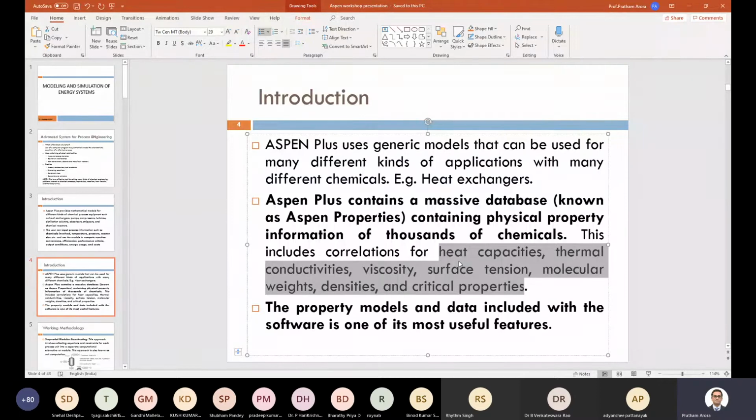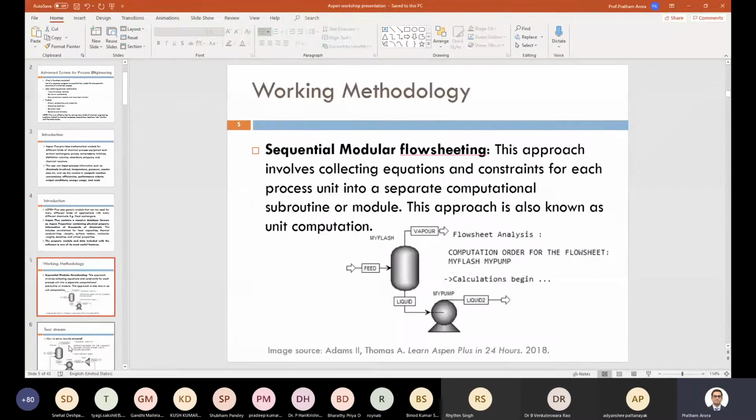And reiterating again, the most important feature of this software is its massive database, which you won't find in other softwares. And the applicability is that this software allows you to even model biomass, which is absent in the other software of similar type. So let's go a bit into the working methodology.